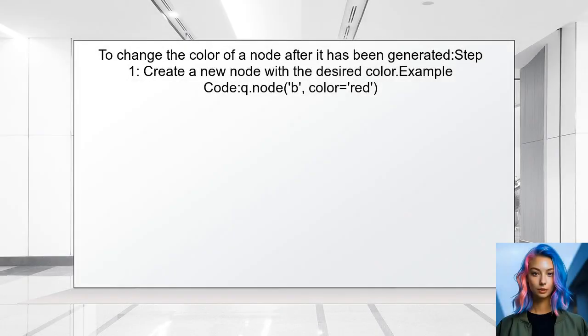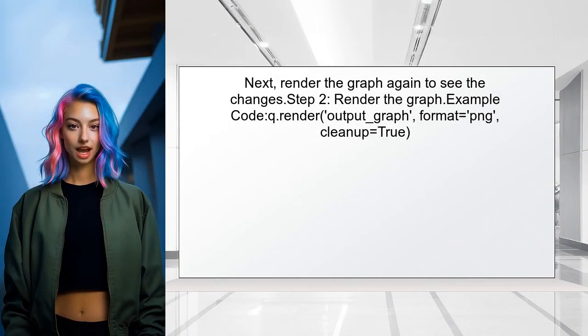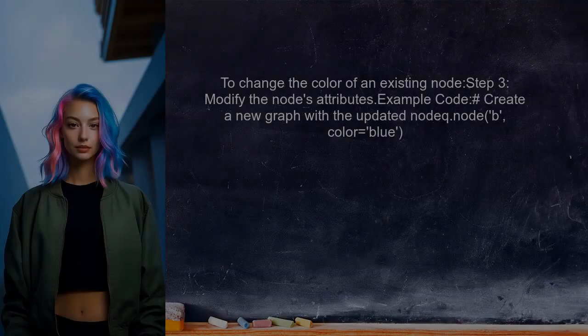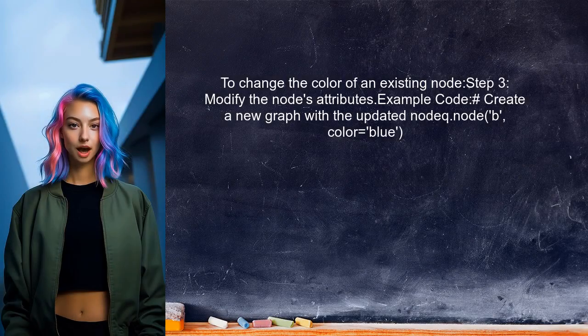To change the color of a node after it has been generated, the user can utilize Graphviz's built-in methods. First, they need to create a new node with the desired color. Next, the user should render the graph again to see the changes. This is done by calling the render method on the graph object. If the user wants to change the color of an existing node, they can modify the node's attributes directly.